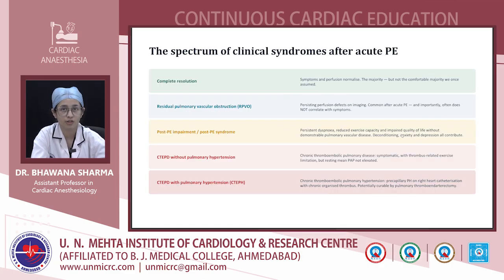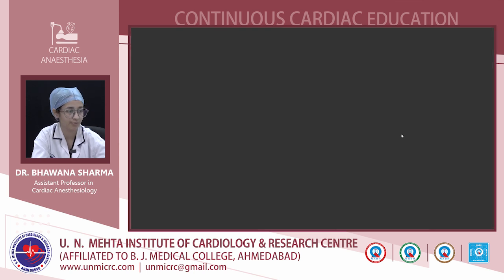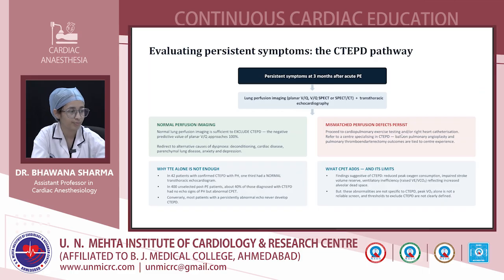So coming to the spectrum of clinical syndromes after the pulmonary embolism, there could either be complete resolution, there could be residual pulmonary vascular obstruction, or patient can eventually progress to chronic thromboembolic pulmonary disease with or without pulmonary hypertension. So if the patient persists and presents with chronic thromboembolic pulmonary disease, then we'll have to evaluate them at 3 months after acute pulmonary embolism.